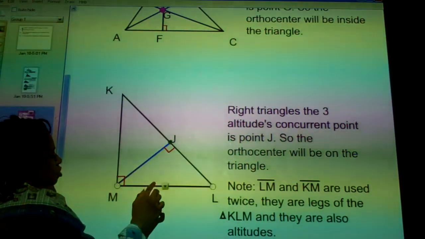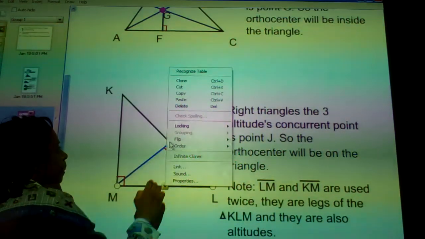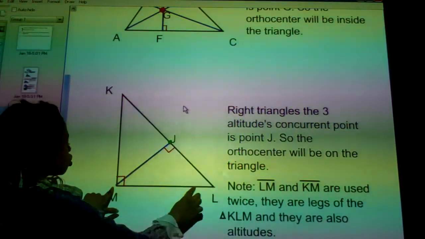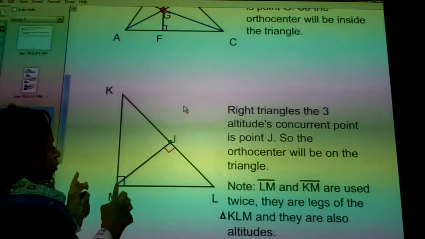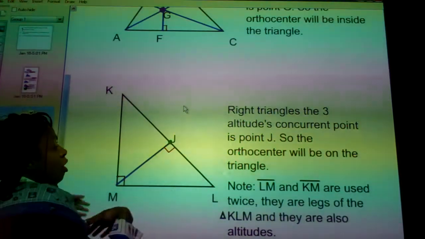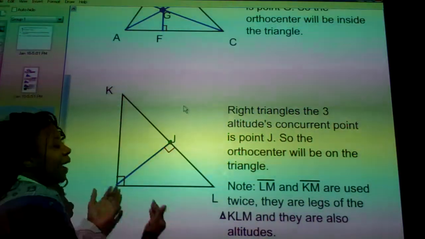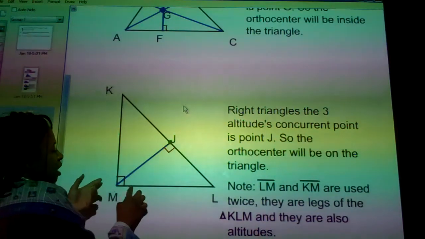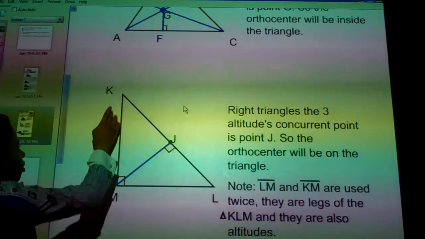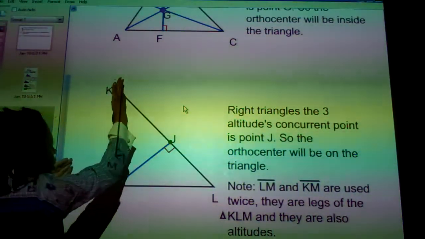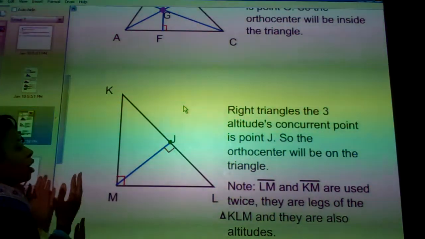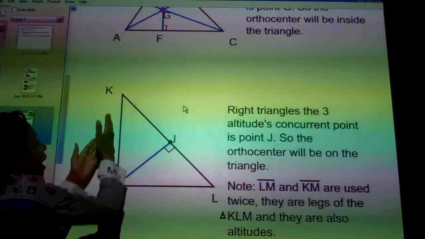So if I'm looking at LM as a side, it's already an altitude because it already forms a perpendicular line. So there's no new line segment you're going to draw. It's used twice. LM is used as part of the triangle KLM, and it's also an altitude because it's on a right angle. Okay? Same thing with KM. When I draw a perpendicular, it already forms a right angle with LM. So it's also a part of the triangle KLM, and it's an altitude.